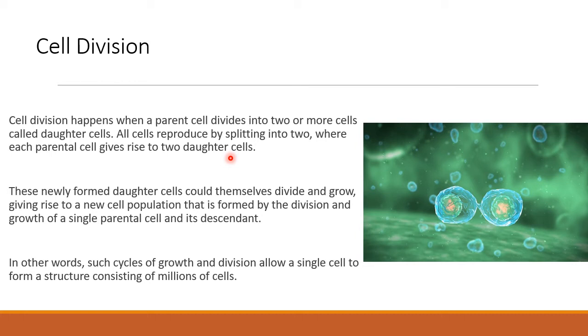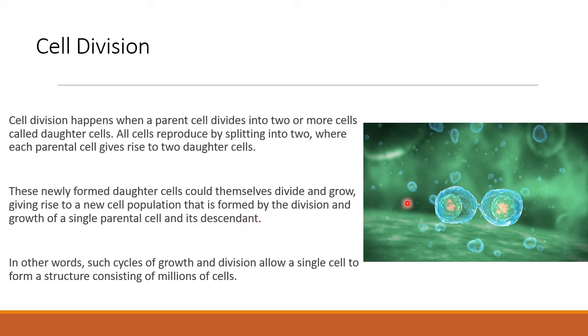Now, in cell division, these newly formed daughter cells could themselves divide. They further divide and grow, giving rise to a new cell population that is formed by the division and growth of a single parental cell and its descendants. Descendants means the offspring from a single parent.